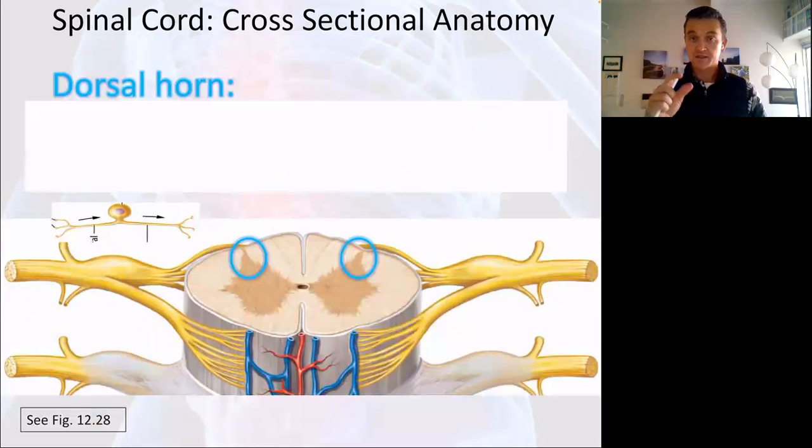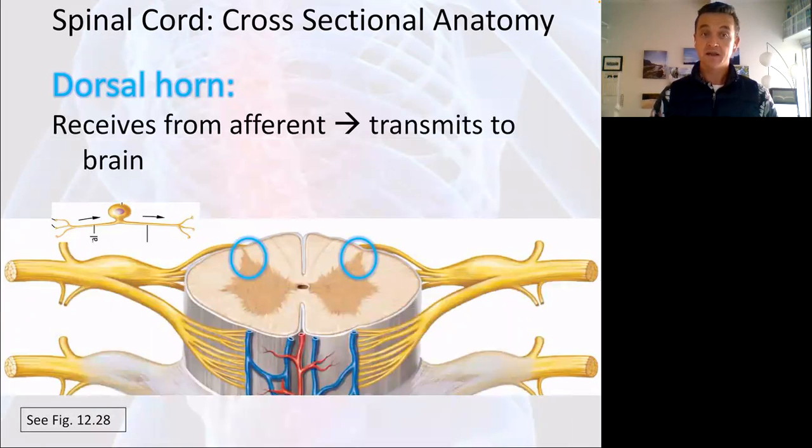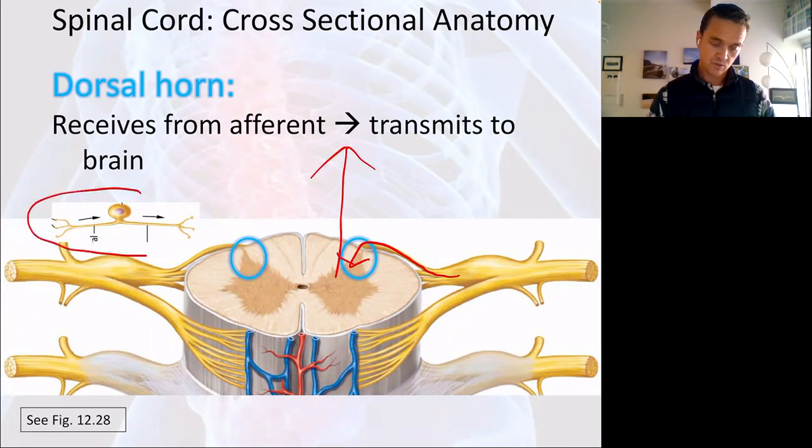Let's look at each of these little portions because they're each a little bit different. The little tips on the dorsal side are known as the dorsal horn. This is obviously the afferent side. So it receives afferent information and transmits to the brain, because those afferent neurons are coming in here, and then it's going to go straight up to the brain from there. Remember what these dorsal root ganglion cells look like.